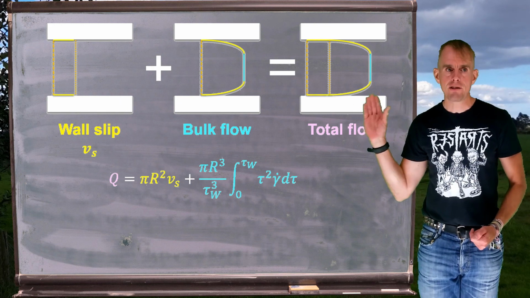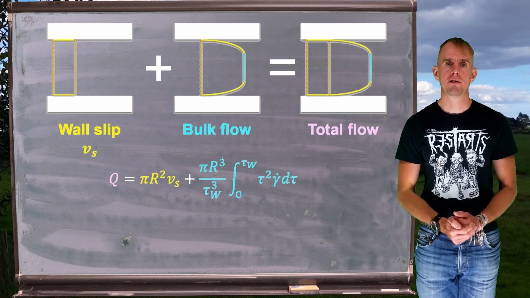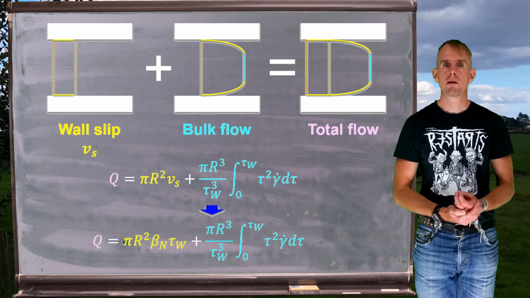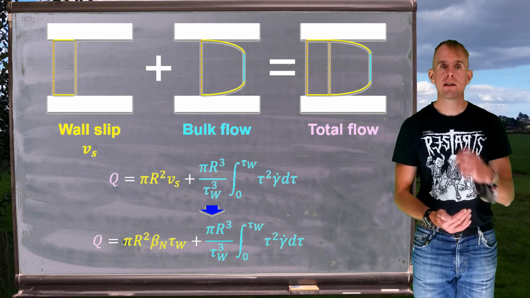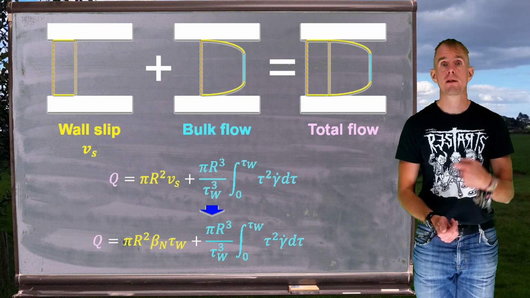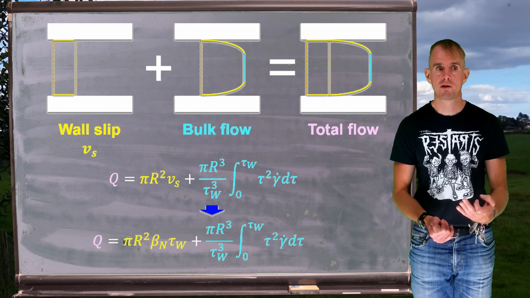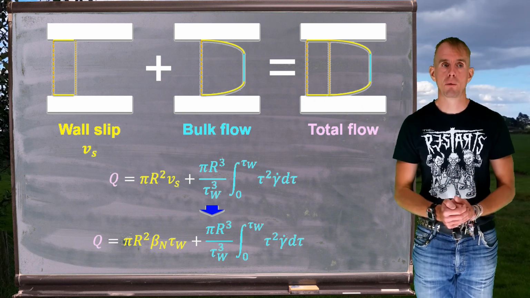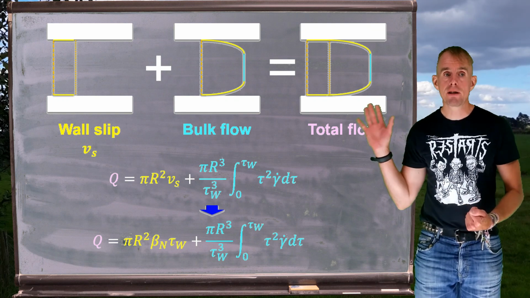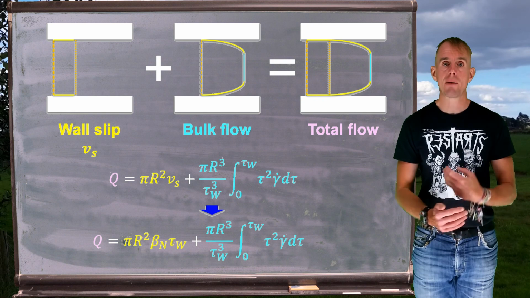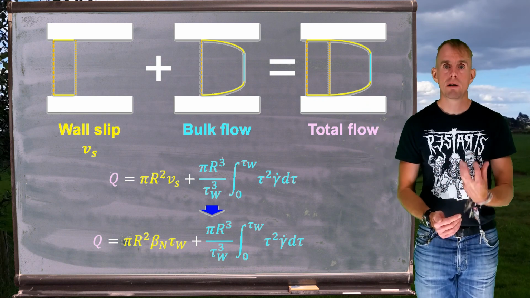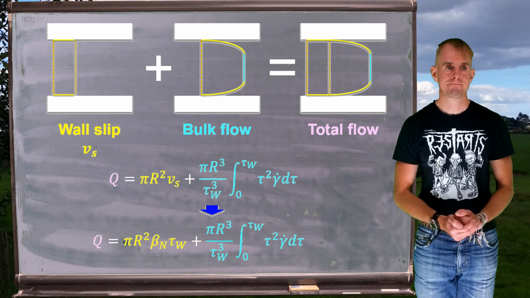Now, let's think about the wall slip part of this expression, Vs. Vs, we saw in a previous part of this lecture, could be related to the wall shear stress and a material constant via something called the Navier slip law. So I've used the Navier slip law for the wall slip component of the volumetric flow and simply rewritten the equation in terms of that. So now we have beta n, our Navier slip constant, and tau w, our wall shear stress.